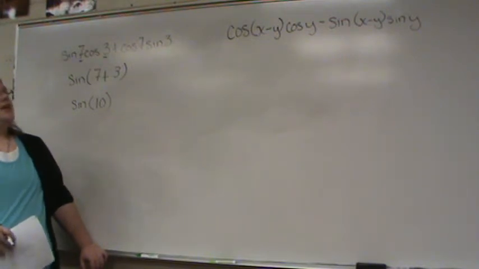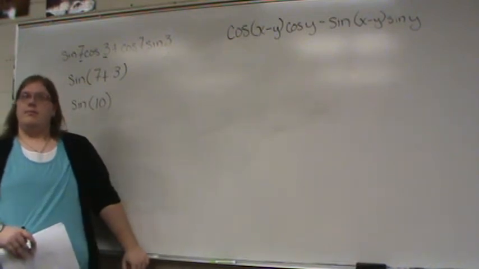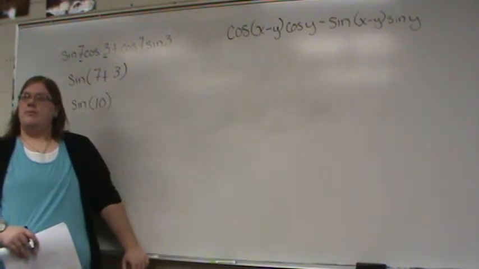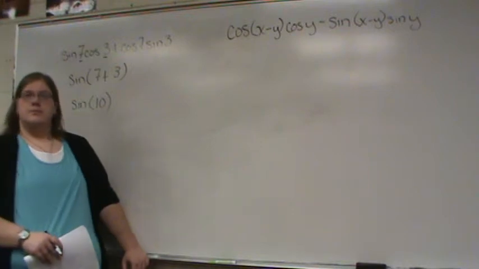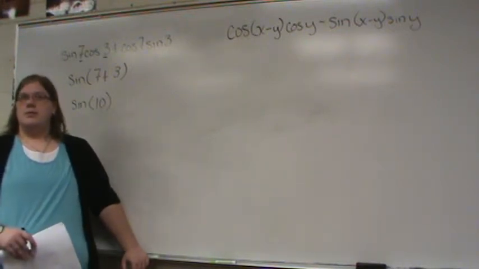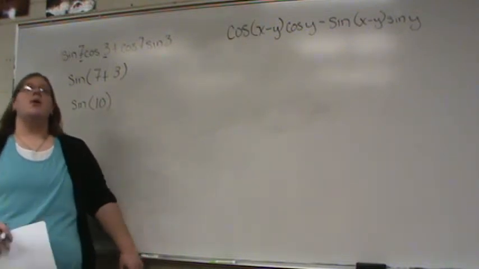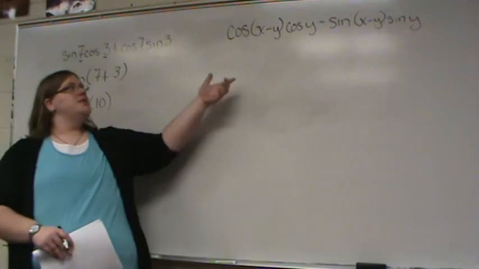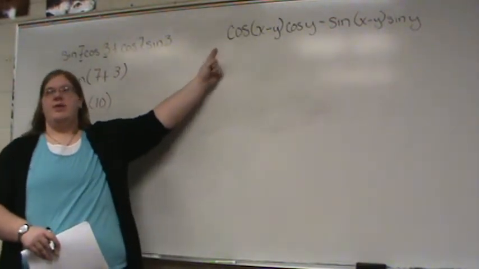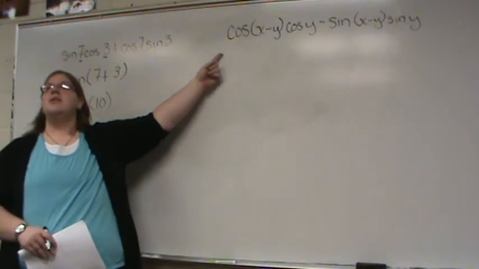So which identity does this look like? The cosine addition: cosine x cosine y plus sine x sine y. So which cosine one, the addition or subtraction? Which addition or subtraction identity does this fit with? It fits with the cosine addition.